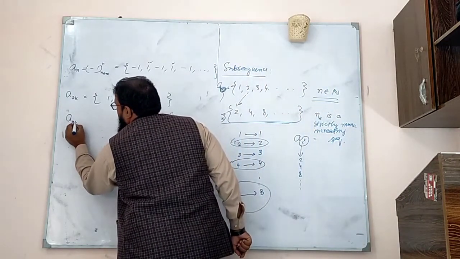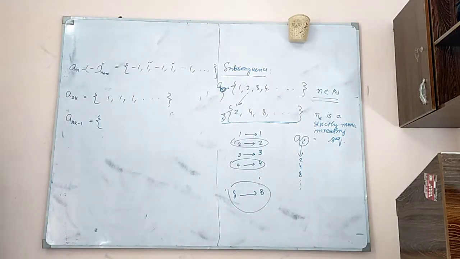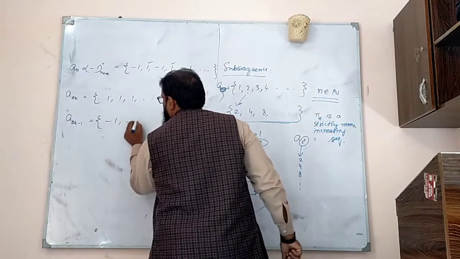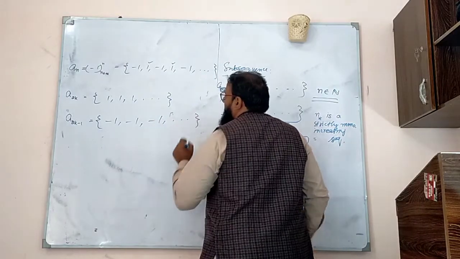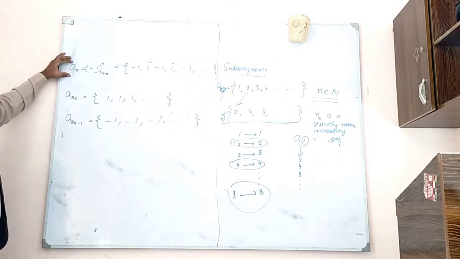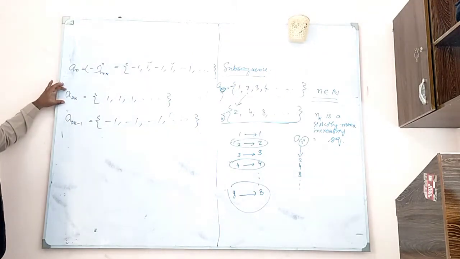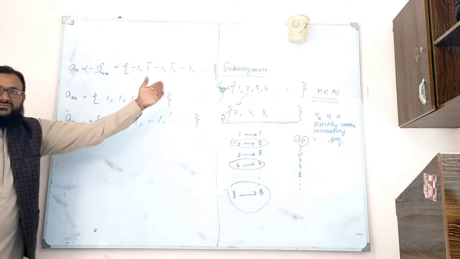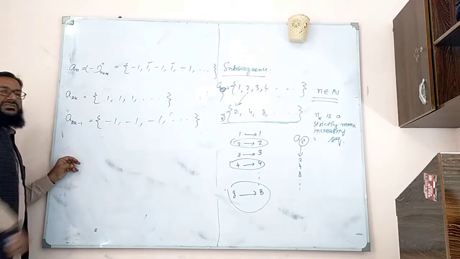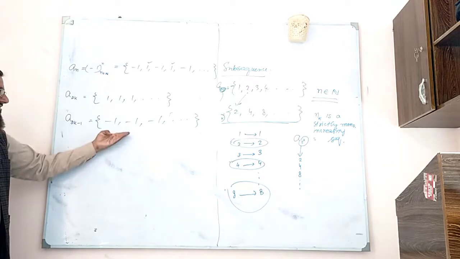Now give me a_{2k-1}, the odd terms. It means minus 1, minus 1, minus 1, minus 1 and so on. Just splitting into two parts. Is this a convergent sequence? No. Is this convergent? Yes, this converges to 1. Is this convergent? Yes, converges to minus 1. A constant sequence is always convergent to the value that it contains. Same way, this is also a constant sequence.